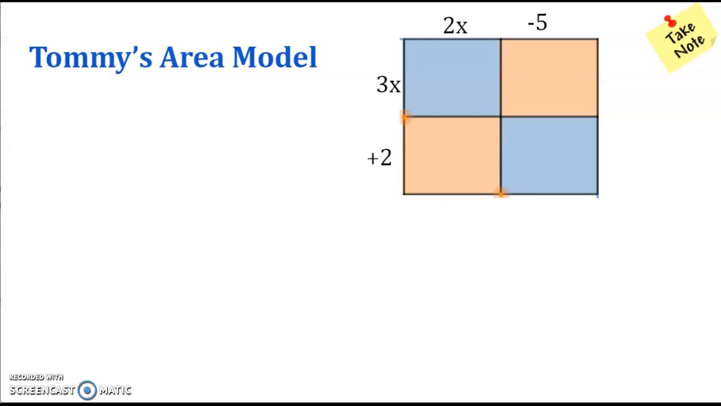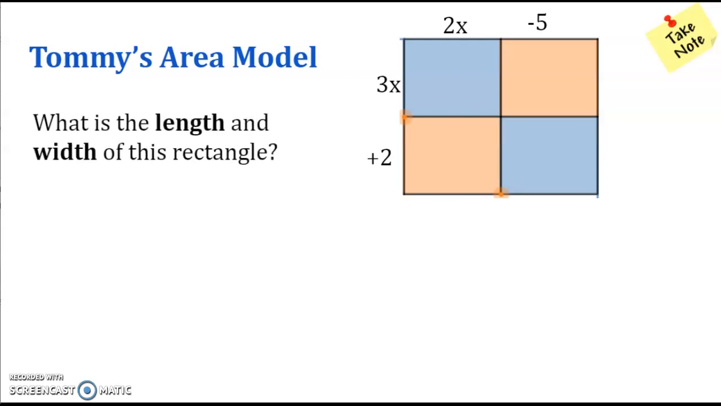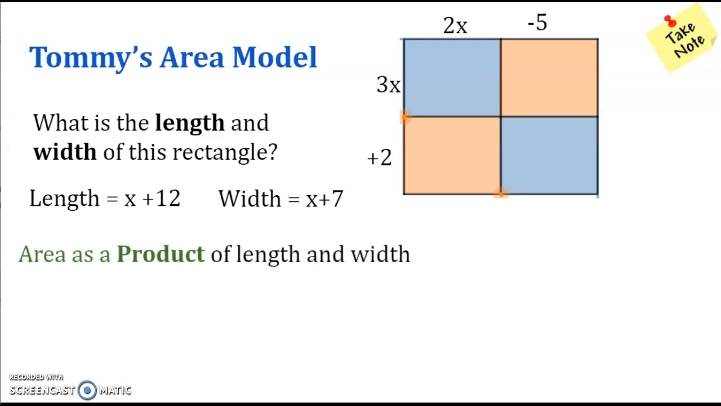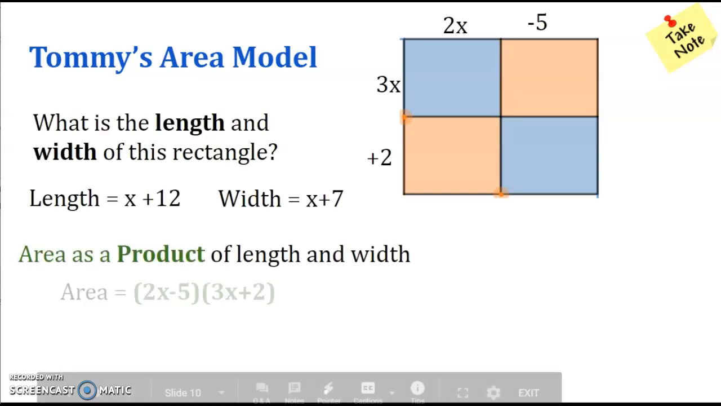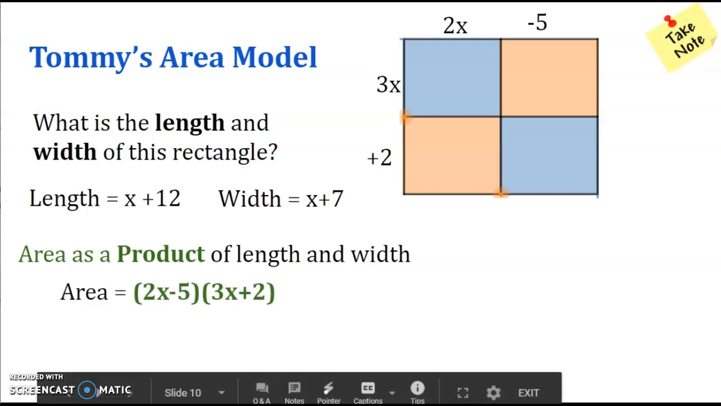So from last lesson, we actually took these notes. When you have this model, what is the length and what is the width? The length is 2x minus 5. The width is 3x plus 2. I hope, again, this has not been fixed. Okay, and the area as a product is the length and width. So that's going to be 2x minus 5 multiplied by 5x plus 2.